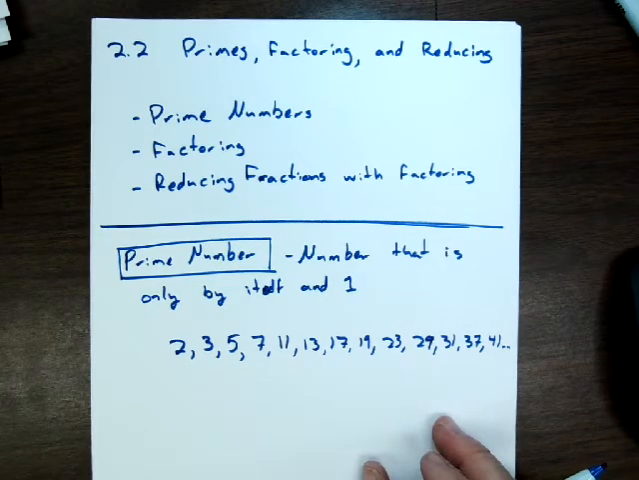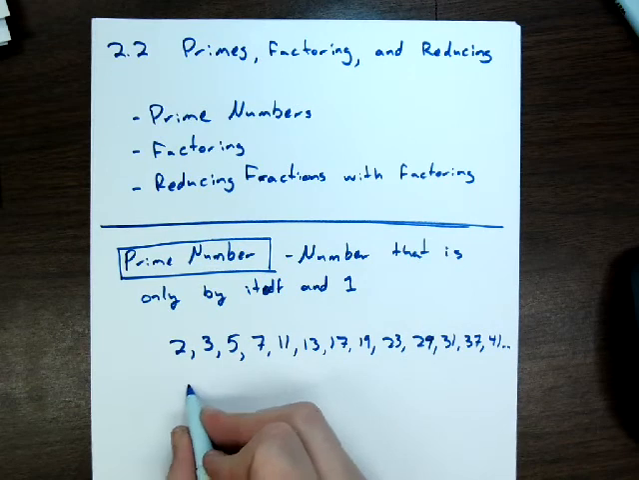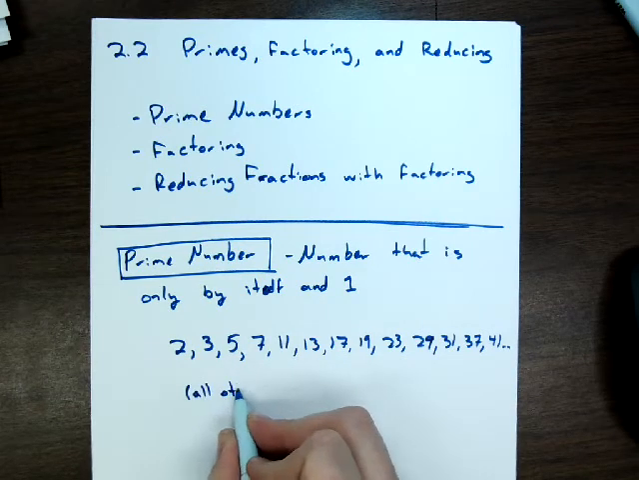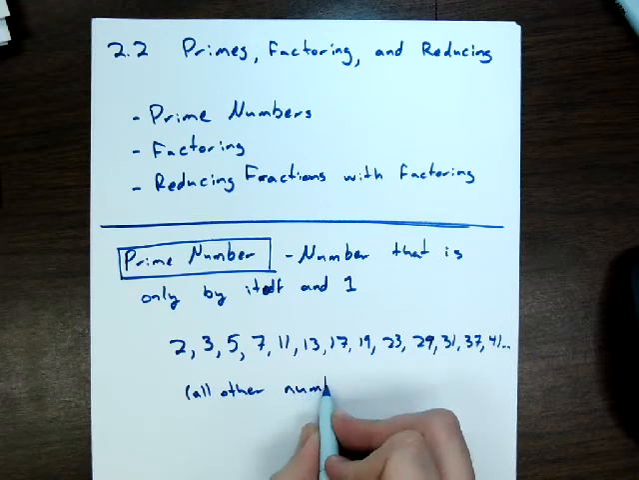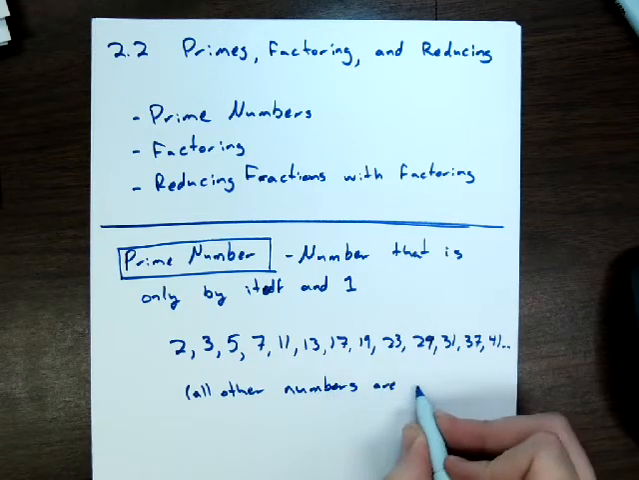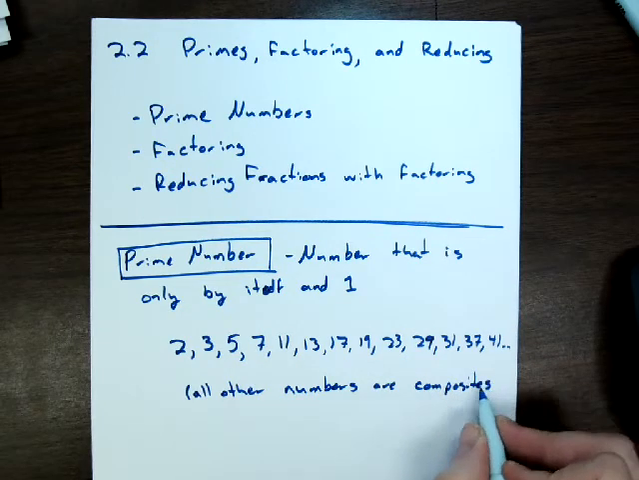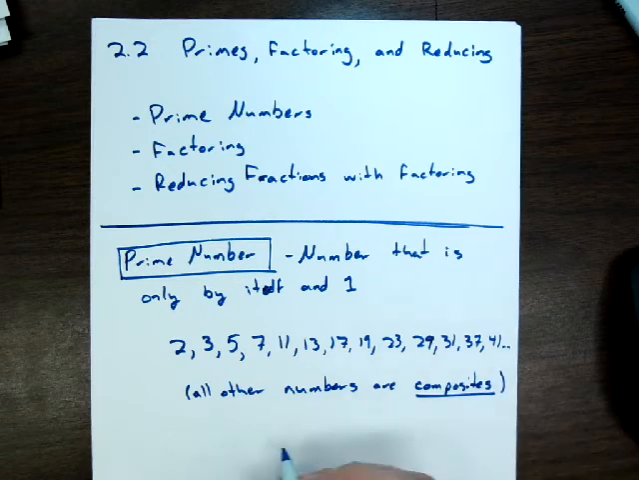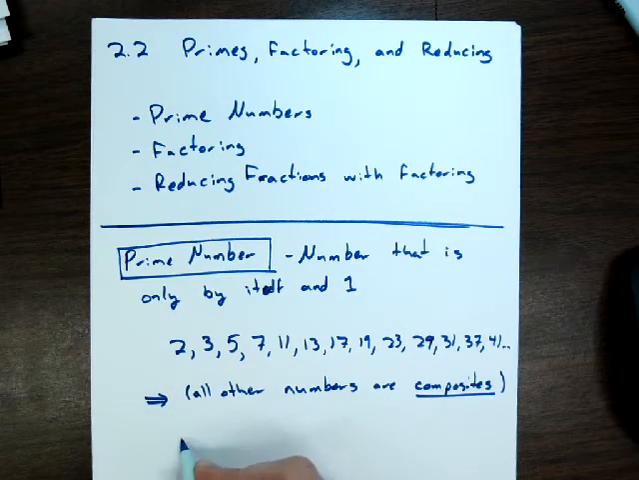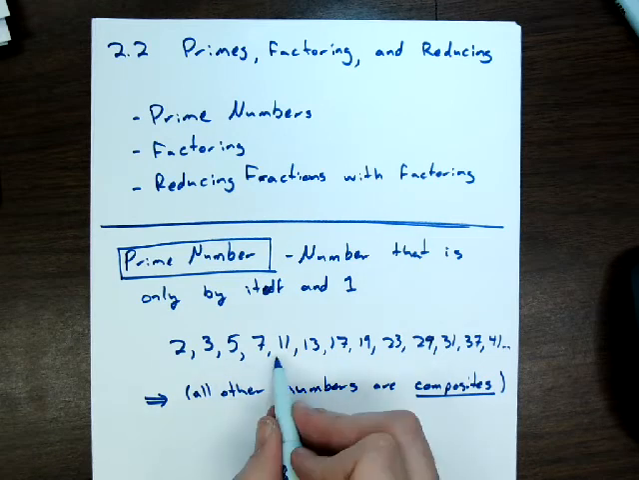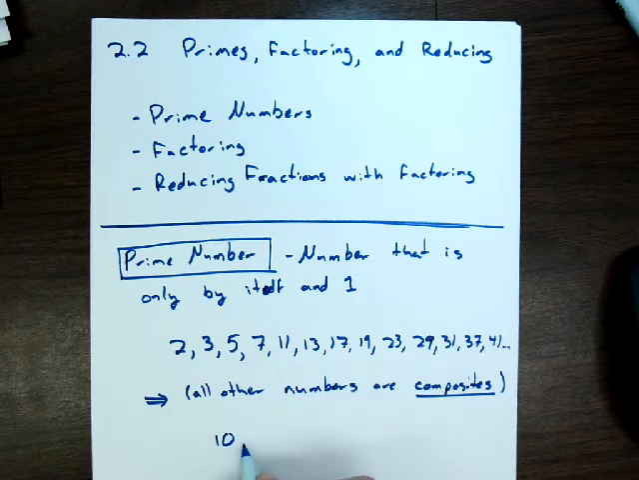Now, any other numbers are called composites. And a composite number is something that you can write as a product of primes. So that means if I've got something like, say I had a number, how about 10? 10 is a composite number because I can write it as a product of 2 times 5.